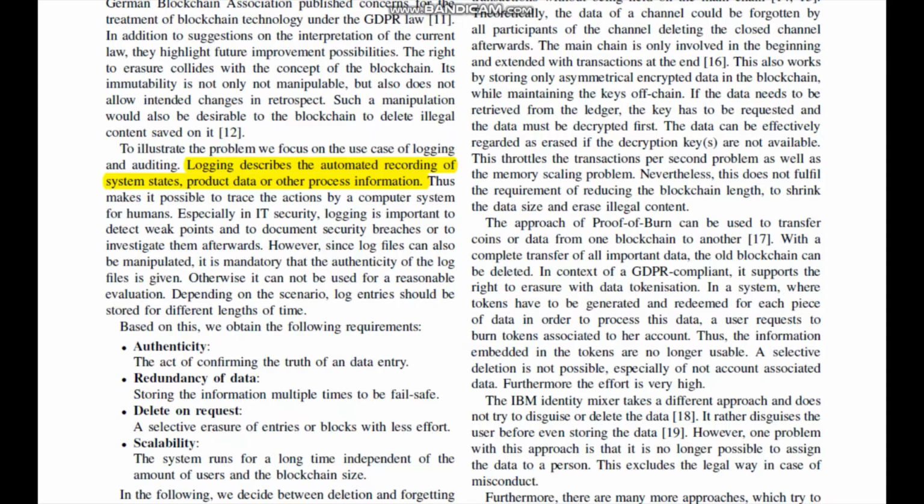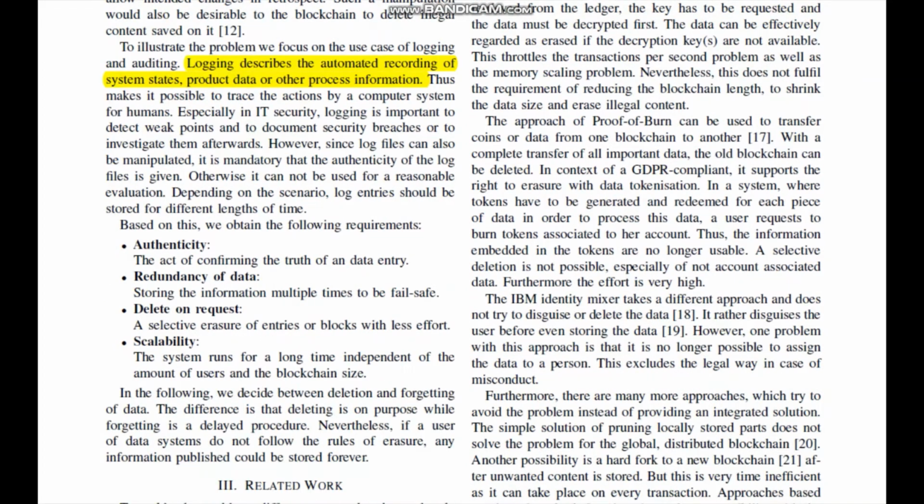Authenticity, the act of confirming the truth of data entry. Redundancy of data, storing the information multiple times to be fail safe. So every time I am in and out of my office, I have to swipe that card. Delete on request, a selective erasure of entries or blocks with less effort. Scalability, the system runs for a long time independent of the number of users and the blockchain size. So it has to be scalable.